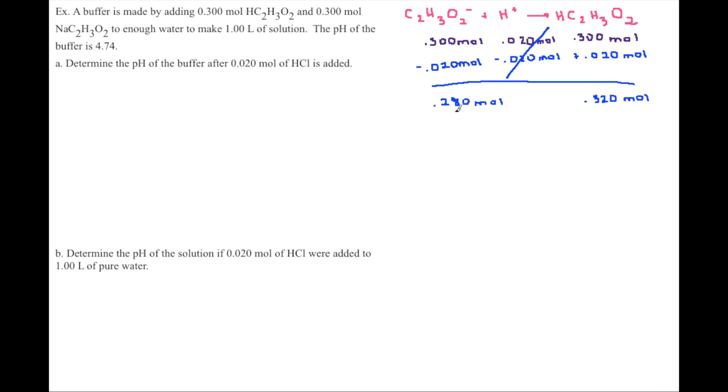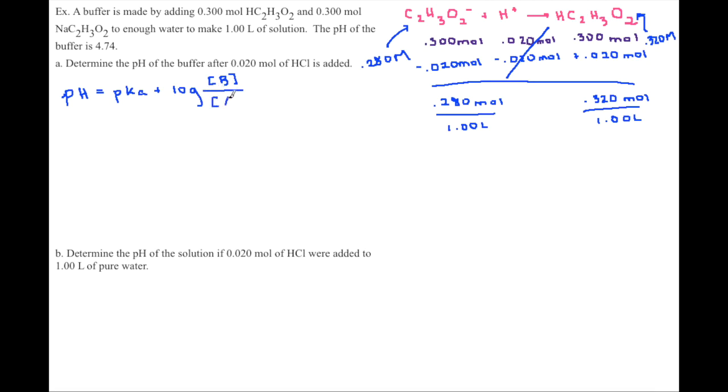Now I can determine the concentration of these guys. So I'm going to divide both of them by the volume of the solution, which was 1.00 liters. So I know that the concentration of my acetate ion is just going to be 0.280 molar after the strong acid was added, and then the concentration of my acetic acid is going to be 0.320 molar. And now I can actually determine the pH of my buffer. So there are two ways that I can solve this problem. I can use an ice chart, or I can simply use the Henderson-Hasselbalch equation. Remember, the Henderson-Hasselbalch equation is pH equals pKa plus the log of the concentration of the base divided by the concentration of the acid.